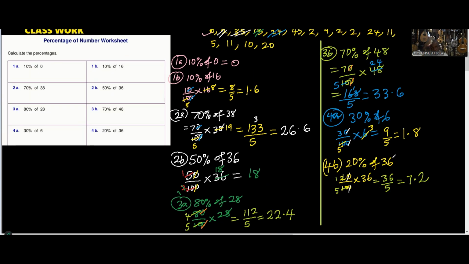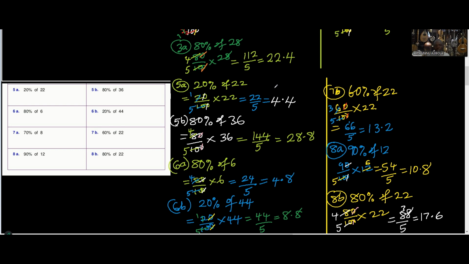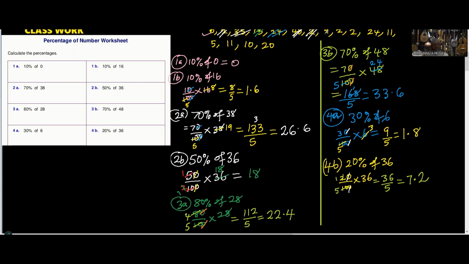So I'm going to cross check all of your answers to see the ones that are correct or not. So number 1A, B, 2A, B, 3A, B. Then number 4A is what? 33.62. So that's not correct. Number 4B is 7.2. That's not correct. Number 5A is 4.4. So the answers are 4.4, 28.8. Those are not correct there.